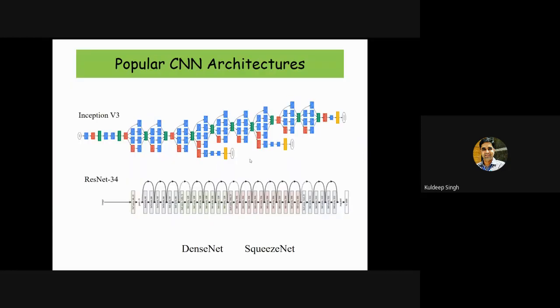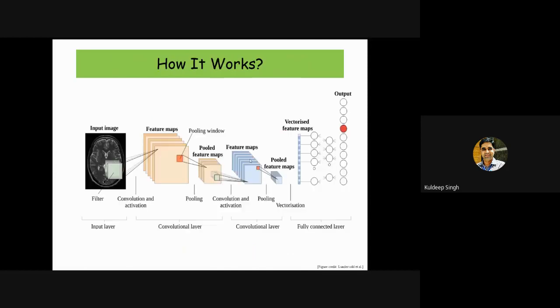Popular convolutional neural architectures which have been used in medical applications are Inception V3, ResNet, DenseNet, SqueezeNet. We use UNet for MRI segmentation, 3D-Net. So there are large variations in architectures, and they are made specifically for medical applications. The list is very large, but these are the popular ones which are extensively used in medical applications.